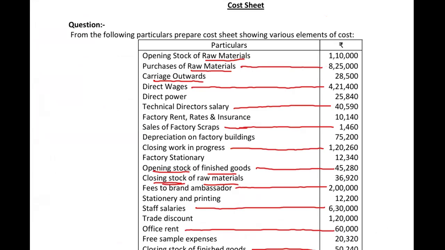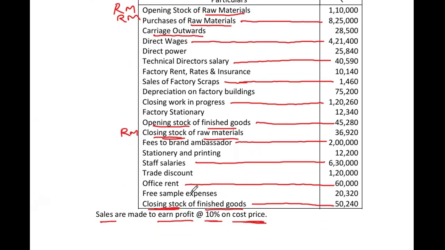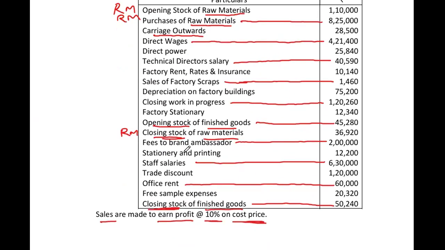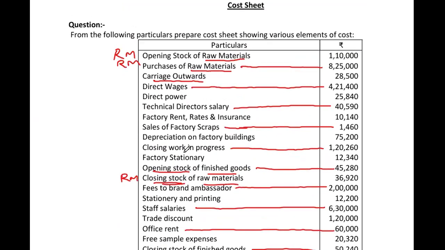Opening stock is raw material, right? This comes under raw material. Purchase of raw materials will also come under raw material. What else is given regarding the raw materials? See, the closing stock of raw materials is also given here. This will come under raw material, right? And any other expenditure given in respect of direct materials? I think these are the items given.